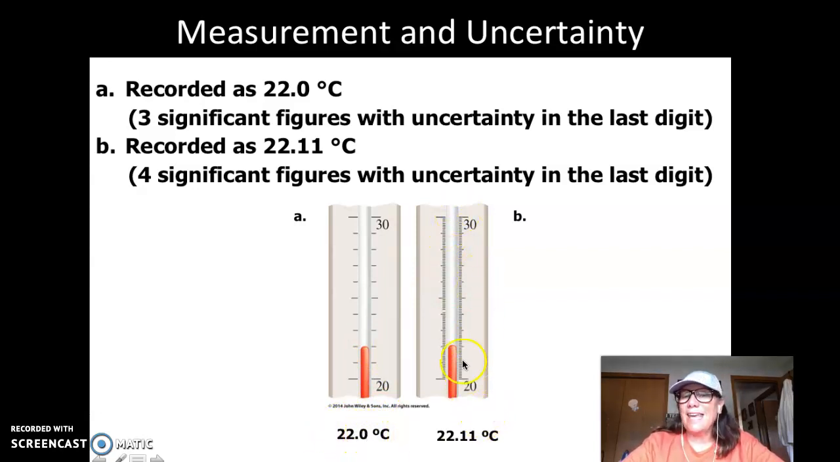Now here's a scale with more increments. I know it's hard to read, you guys, sorry, but it's 22.1, and then it went a little past, so we're saying it's 22.11. This one, I can have one more significant figure because it has more increments. It's a more accurate scale. So it depends on what you're using to make your measurements. But again, you get to the ones you know for sure, and then you get to estimate one more. Those are significant figures. So this one would have 3, and this one would have 4.